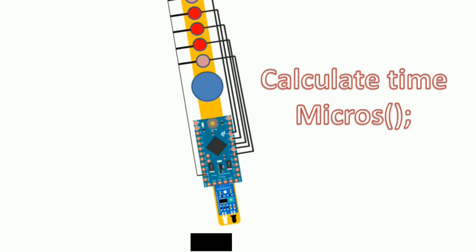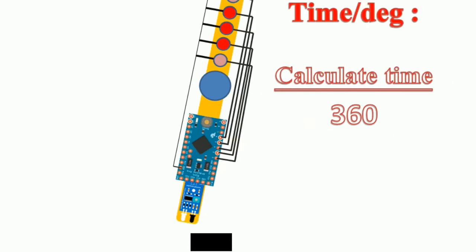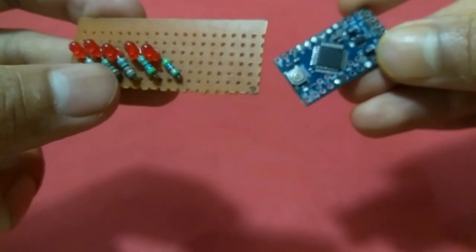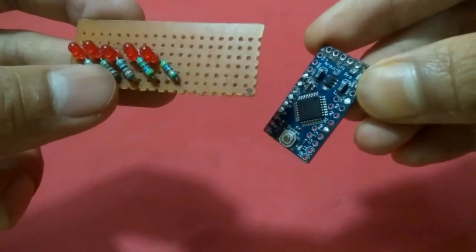So now we get the time duration for one rotation. For the calculation of the time taken for 1 degree of movement, we simply divide by 360. And we can get the exact time required to start and stop the LEDs, or the degree we want to start. That is the basic concept behind the project. Now let's enjoy the making tutorial.